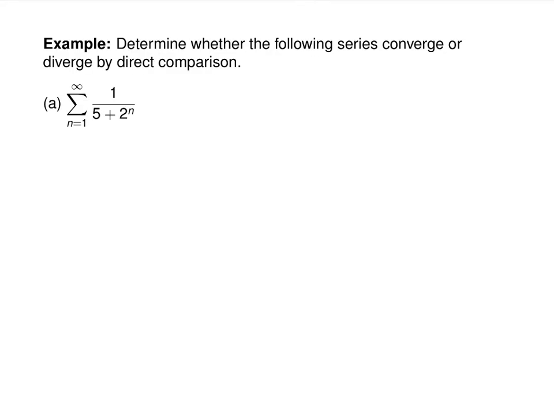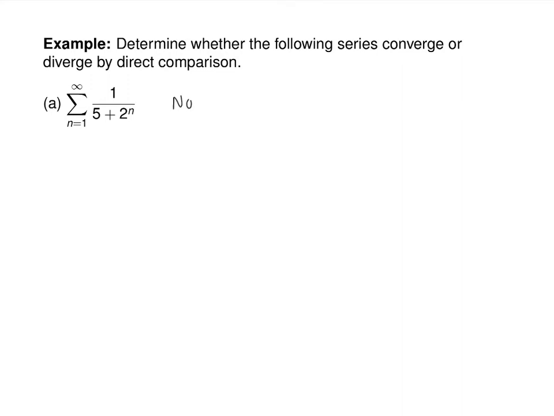So to apply this test, you have to establish that you have a series that is less than a known convergent series if you're trying to prove convergence, or greater than a known diverging series if you're trying to prove divergence. So here, this is a lot like 1 over 2 to the n, which is a geometric series. We're going to try to prove convergence.